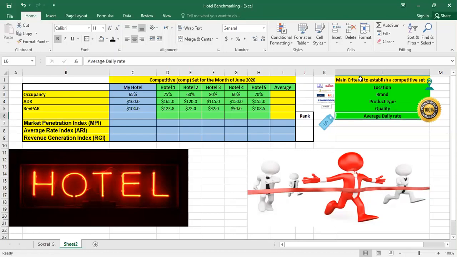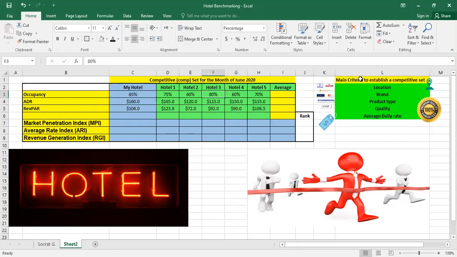The fifth criteria is the average daily rate. In fact, price plays a major role. So if hotels are selling at similar rates, they tend to have similar quality and facility attributes and target the same clientele. Now, if we move here, we already have some numbers regarding our hotel. Our hotel has occupancy for the month of June of 65%, an ADR of 160, and a RevPAR of 104.